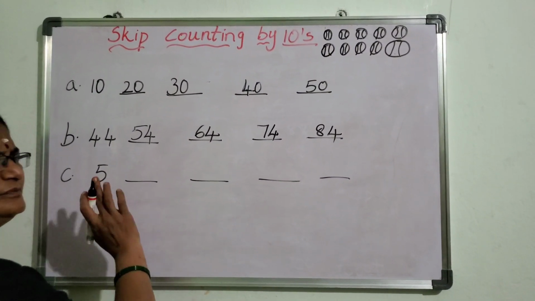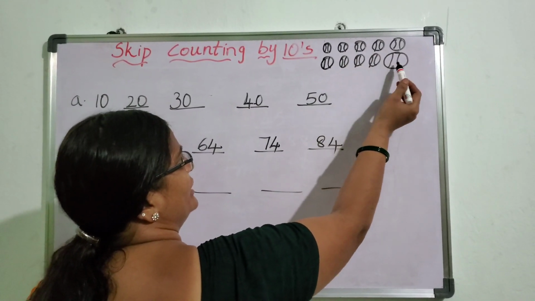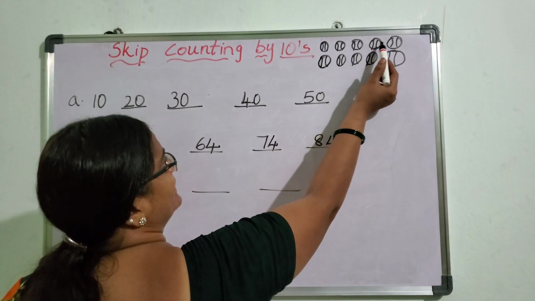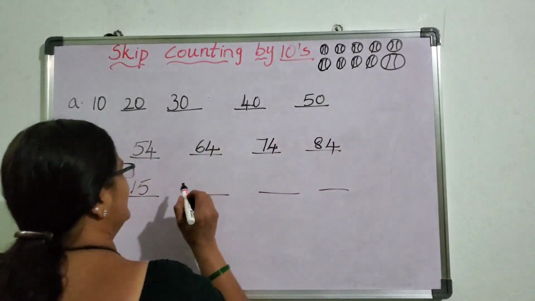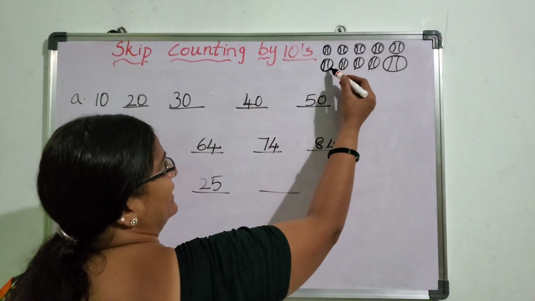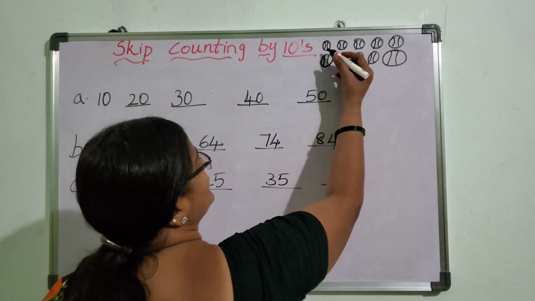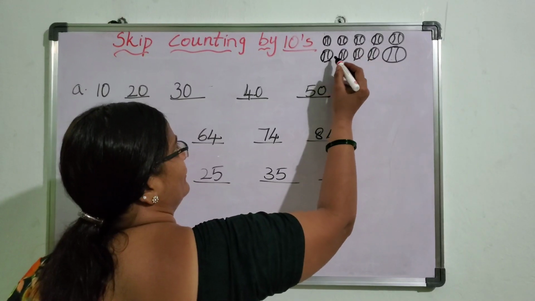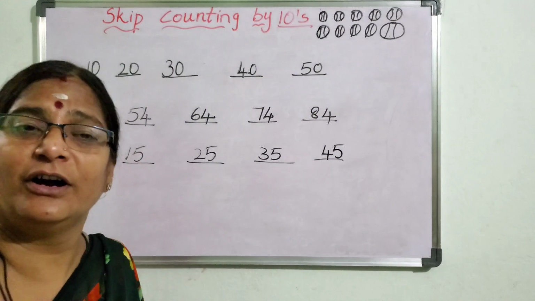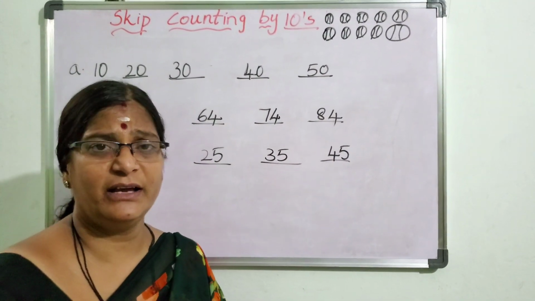See here, 5. 5 finished. 6, 7, 8, 9, 10, 11, 12, 13, 14 and 15. 16, 17, 18, 19, 20, 21, 22, 23, 24, 25, 26, 27, 28, 29, 30, 31, 32, 33, 34 and 35. 36, 37, 38, 39, 40, 41, 42, 43, 44 and 45. Got it? This is skip counting by tens. Okay, thank you.